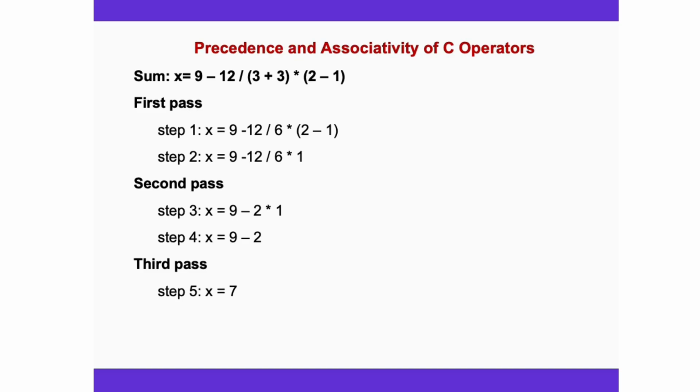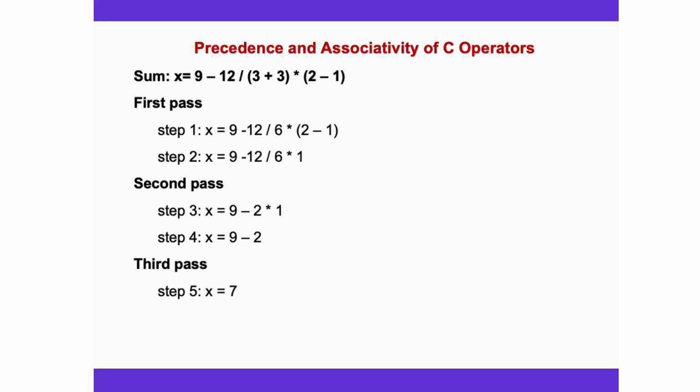For example, x equals 9 minus 12 divided by 3 plus 3 star 2 minus 1. The same precedence is evaluated in a single pass. Here, the two parentheses take place in one pass, but each parenthesis takes its own step: step 1, step 2. The second pass is the same precedence, asterisk and division. The final minus works on the third pass. So in the first pass, the parentheses are evaluated.